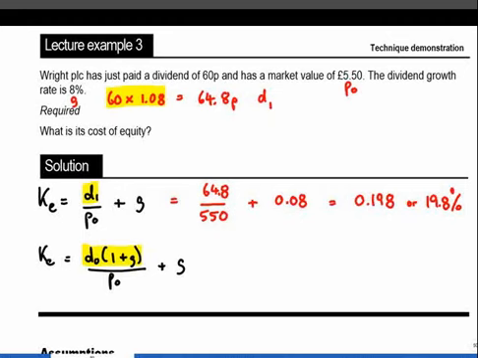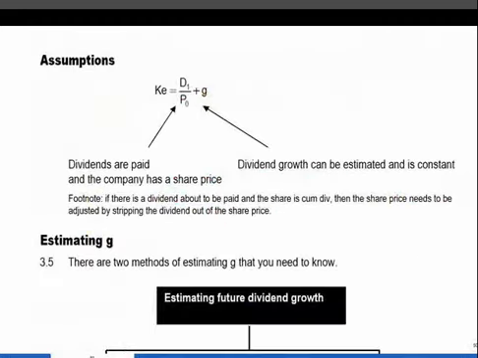There are a number of limitations with the formula that we've just used. The formula assumes that companies are paying a dividend. We know from earlier in the course that some companies will not pay dividends. The formula can also only be used if the company has a share price.